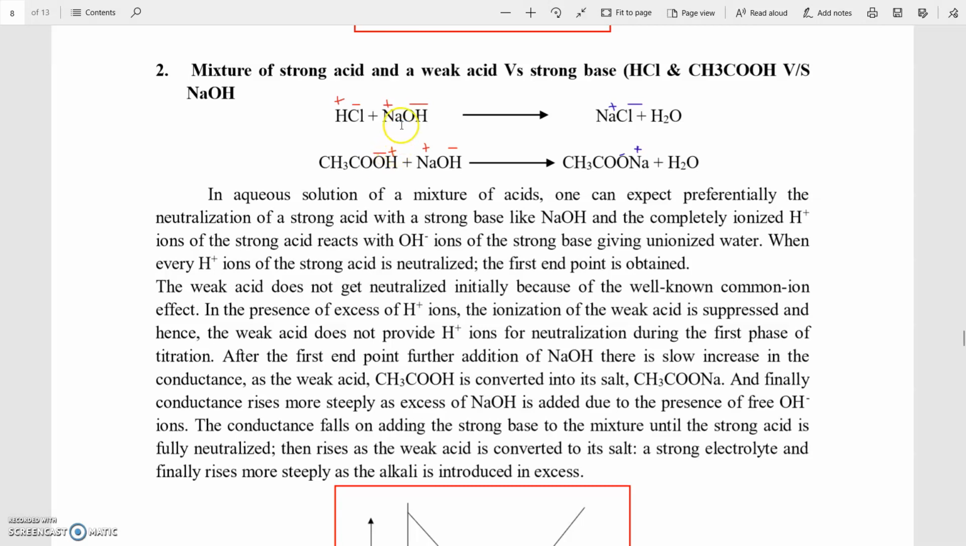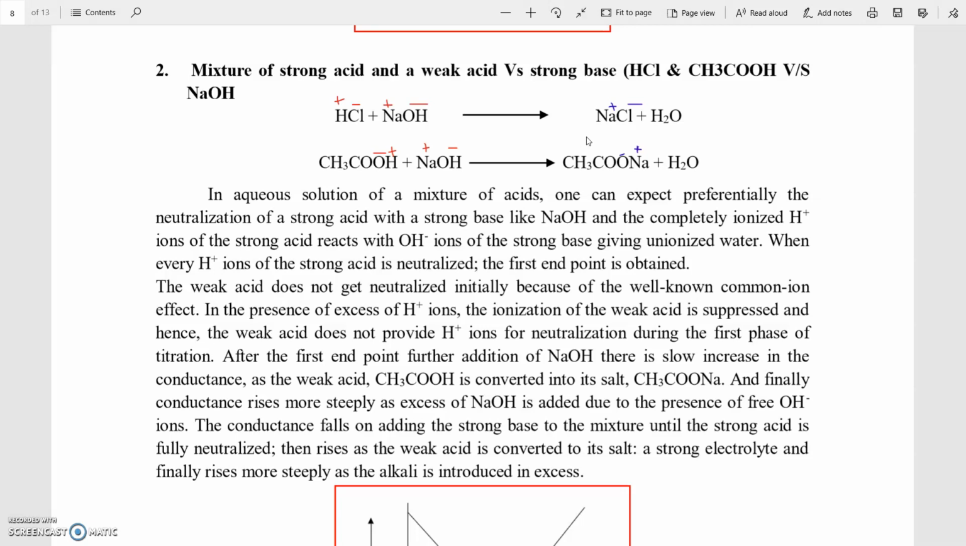When we add NaOH into the beaker, NaOH first reacts with HCl because HCl dissociates completely and produces H plus ions, and it produces NaCl and water. When it produces NaCl and water, the highly mobile H plus ions are replaced by the less mobile Na plus ions. Because of that, the conductance of the solution goes on decreasing. Initially, the dissociation of acetic acid is suppressed due to the common ion effect.